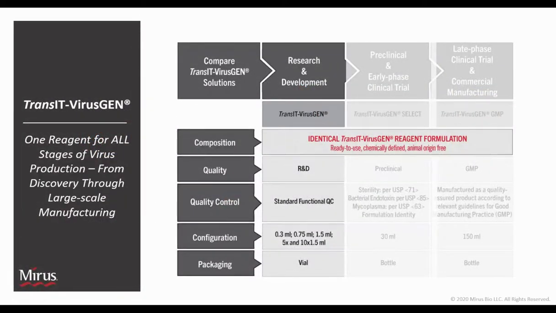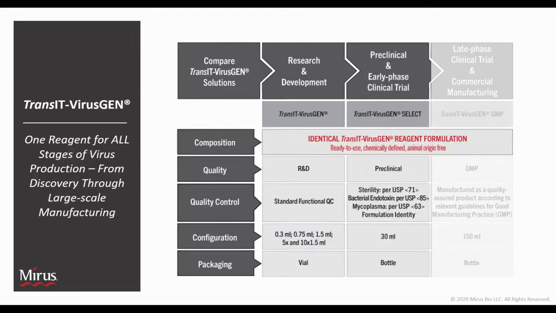As I mentioned earlier in the talk, VirusGEN is designed to support you from R&D through commercialization. Our research-grade product is configured in vials of up to 1.5 mL and is sterile filtered and functionally QC'd. TransIT-VirusGEN Select is designed to support preclinical and early phase clinical trials and is dispensed at 30 mL per bottle. Assays for sterility, bacterial endotoxin, mycoplasma, and formulation identity are performed per USP guidelines on VirusGEN Select, and they are reflected on the C of A, which you can download a copy of from our website.